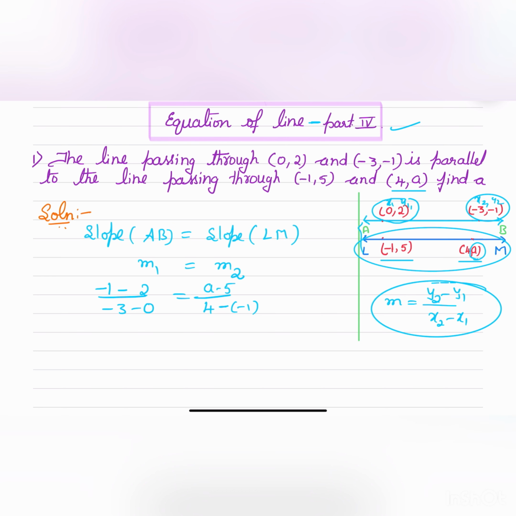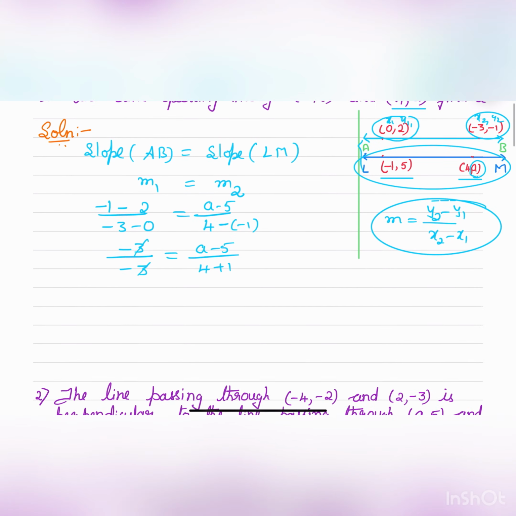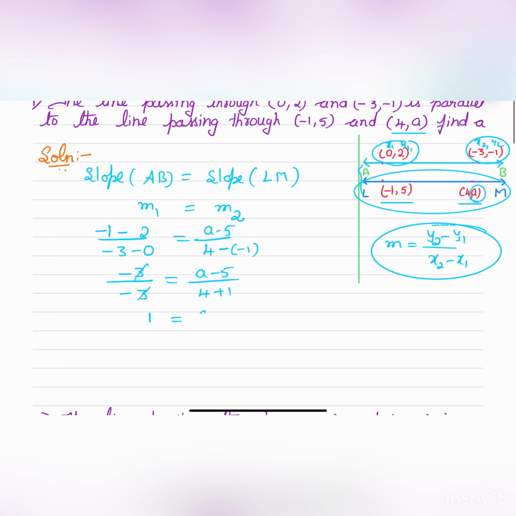Now if we simplify this, we'll get -3 in the numerator and -3 in the denominator, and (a - 5) divided by (4 + 1). The -3 will cancel off, and we get 1 is equal to (a - 5) by 5. If we cross multiply, a - 5 is equal to 5. Therefore, a is equal to 5 + 5, that is, a is equal to 10.